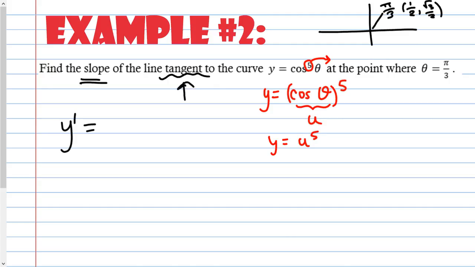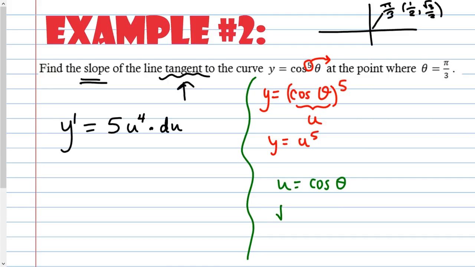Okay, derive that. So then we come back over here. So y prime is going to be 5 times u to the 4th times du, right? The chain rule. Okay, so back over to the right side. So u is cosine of theta. Okay, what is du? Du is negative sine of theta. So now I'm going to plug that in here, and I'm going to plug it in here, right? Those two pieces go there.